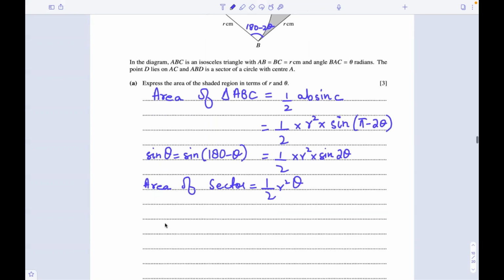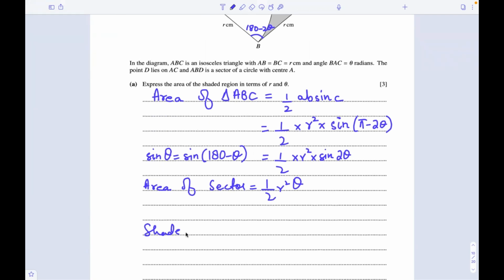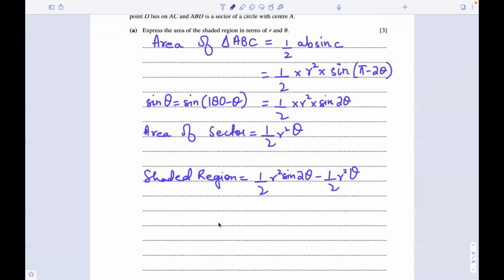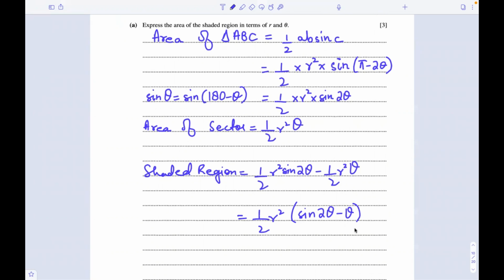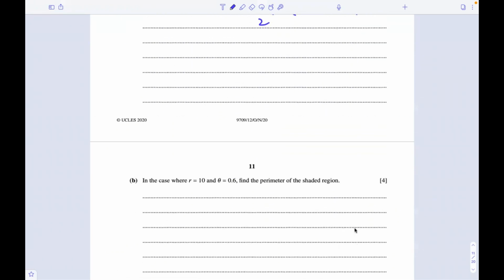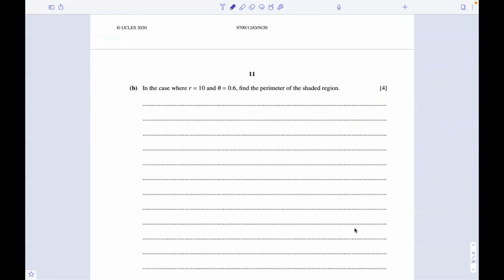So the area of the shaded region would become the area of the triangle minus the area of the sector. So this would become half r square sine 2 theta minus half r square theta. Now we can simplify this and write it as half r square is common, so we can write it as half r square into sine 2 theta minus theta. So this is an expression for the area of the shaded region. Now in the next part, it says in the case where r is equal to 10 and theta is equal to 0.6, we have to find the perimeter of the shaded region.